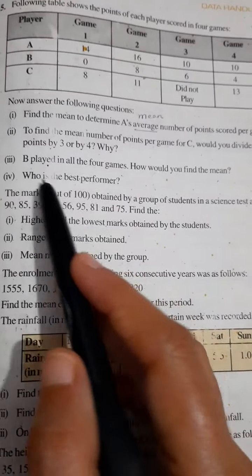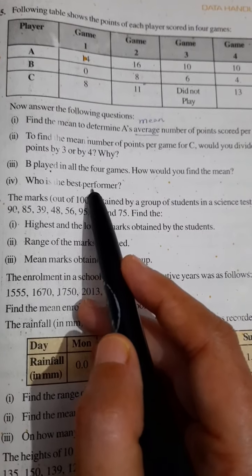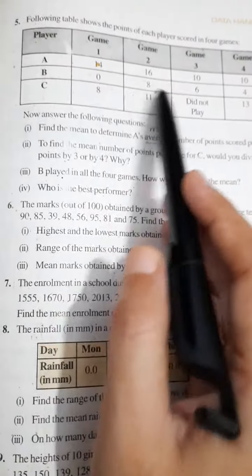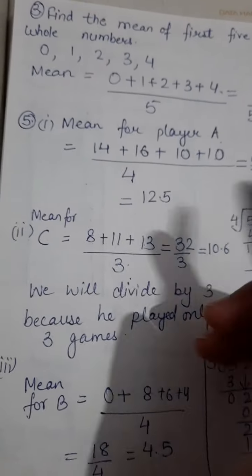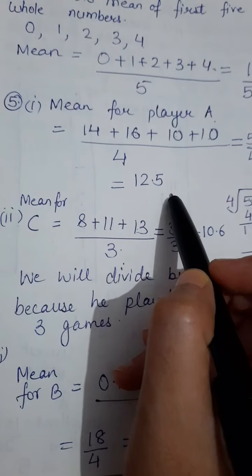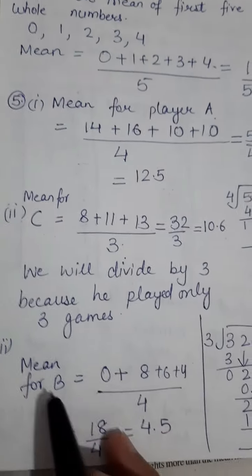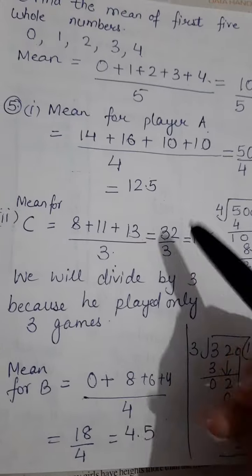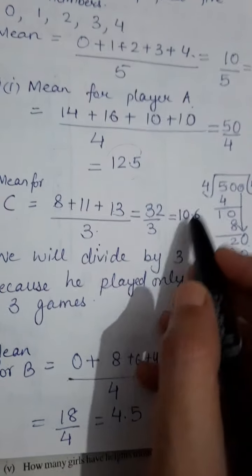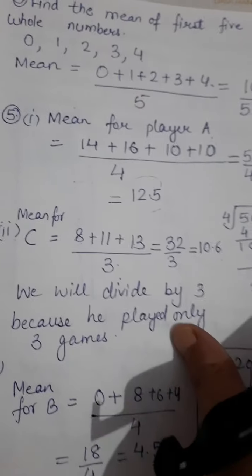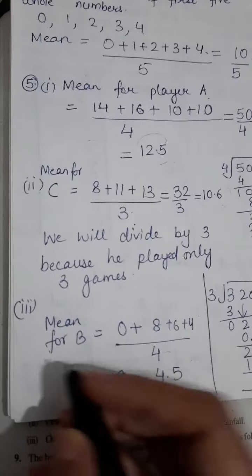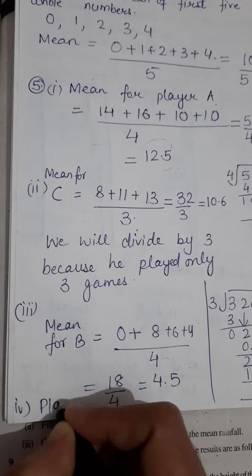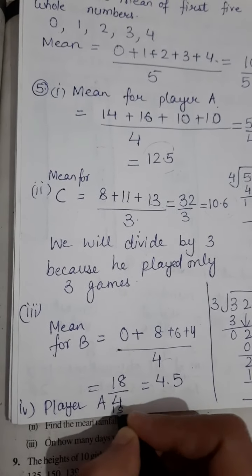Now the last question is, who is the best performer? Now we have found the mean for A, B and C. Based on that we can tell who is the best performer. The mean for player A is 12.5, for C is 10.6, for B is 4.5. By looking at these numbers we can tell who is the best performer. Also you can see from the book which player is playing best. So it's obvious player A is the best performer. So the last answer will be: player A is the best performer.